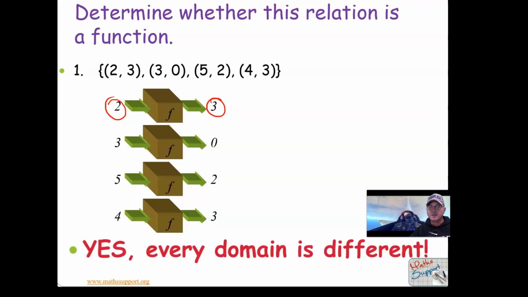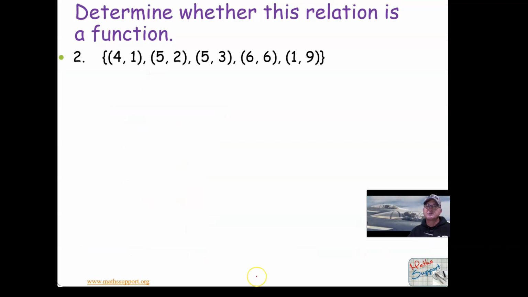Everything in the domain is different. There's no repeating domain values, therefore this thing is a function. Right? Determine whether the relation is a function. Well, look at the X values right away, or the inputs.